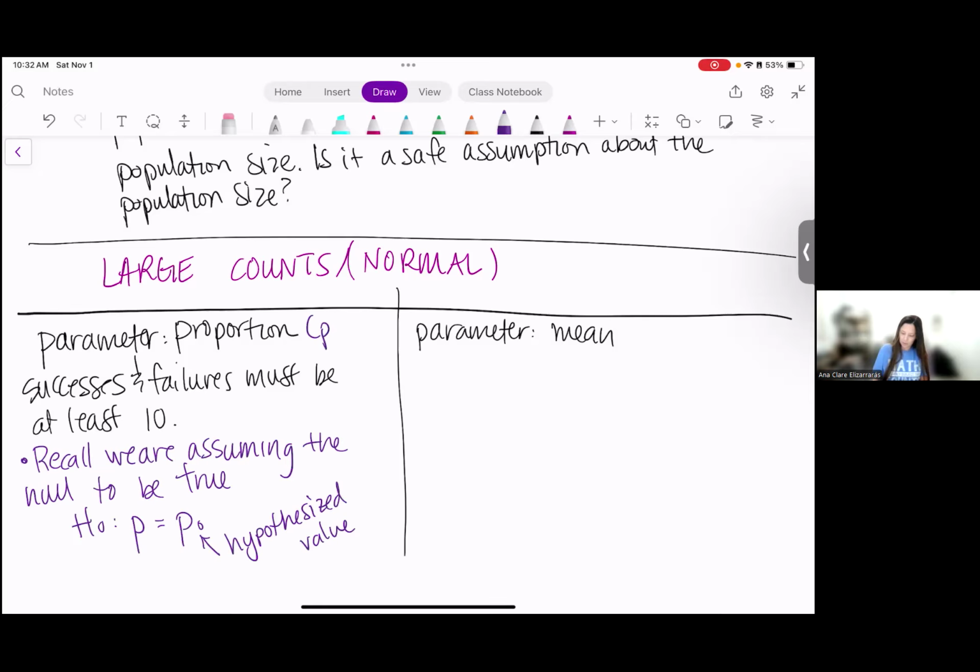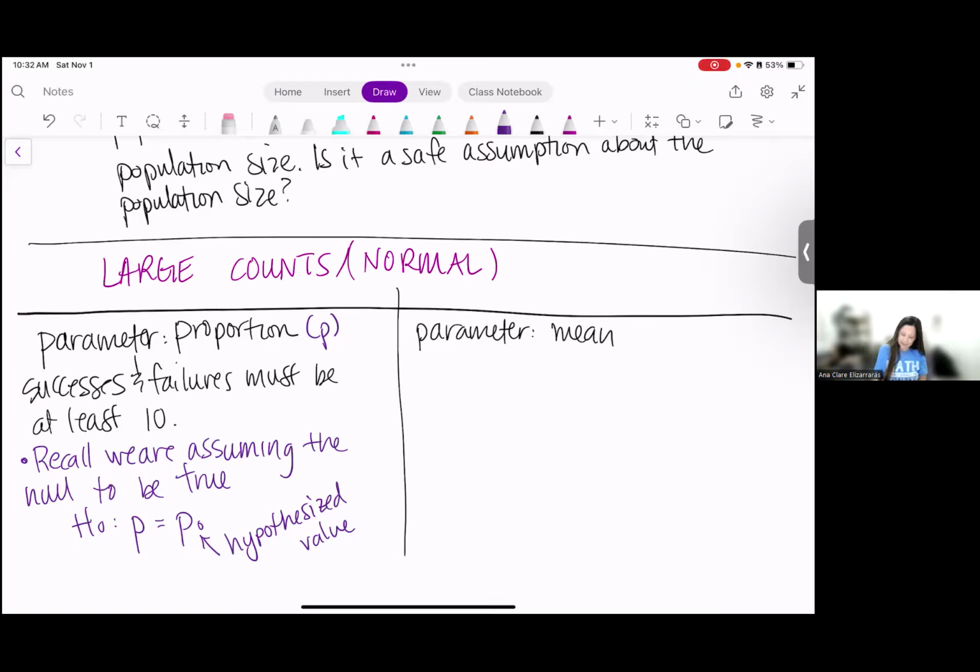The parameter is proportion or p. So p sub 0 is from the problem, and it changes every time. That's why I'm not writing a specific number here, but it could be 20% of the population, 45% of the population, 85% of the population. It changes depending on the problem that you're dealing with.